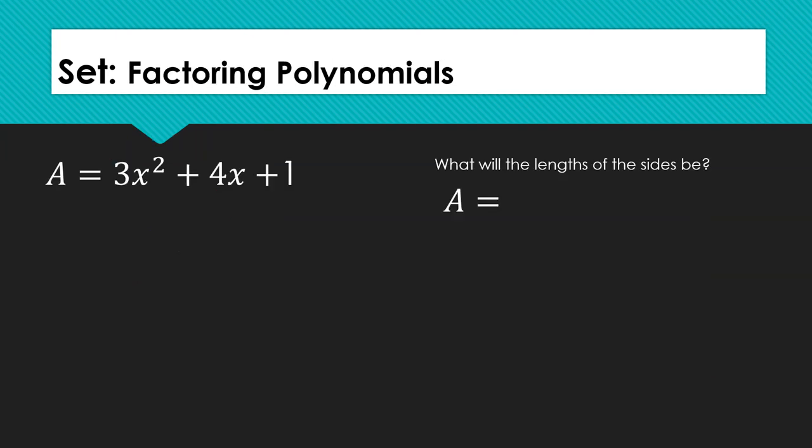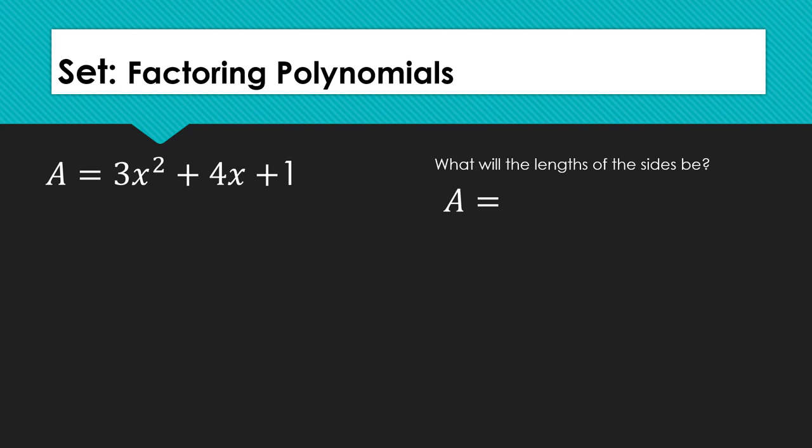Now let's look at an example like the problems in your workbook. In this example, we're given the polynomial in standard form. We're being asked to write the two linear factors. Let's use the area model to help us. Remember, the area model must always create a rectangle.